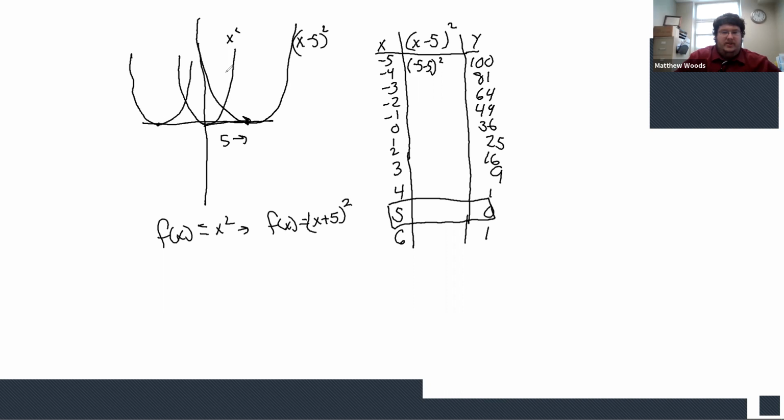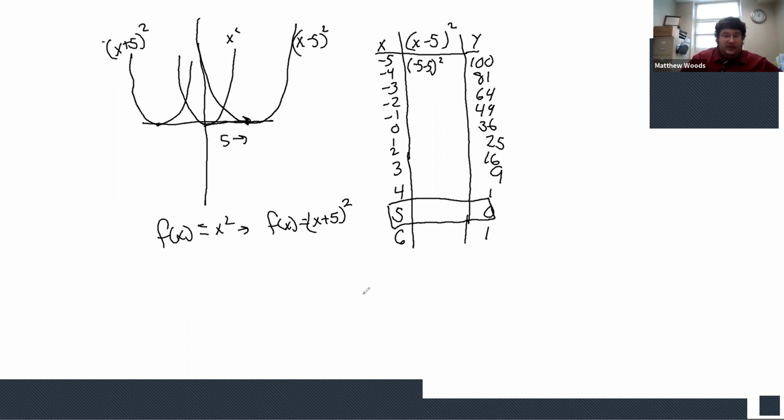And I should have drawn it better on this one. They should be the same size. We're not magnifying anything yet. That'll be the last thing we cover in this one. So you can see they shift based off of where the 0 becomes. And this idea will work for any type of function that you have.